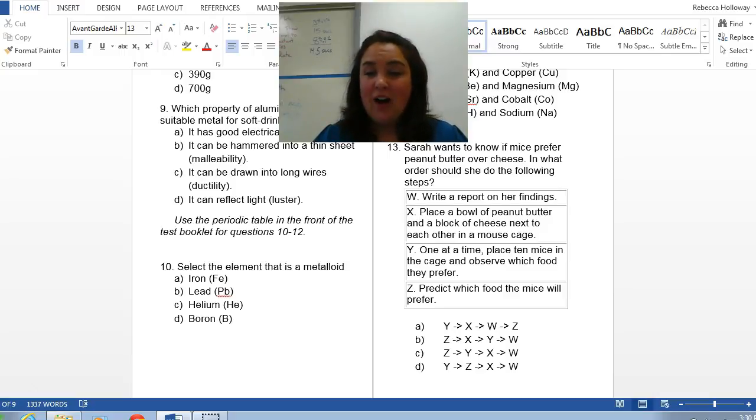A would be Y, then X, then W, then Z. Answer B would go Z, then X, then Y, then W. Answer C says it goes Z, then Y, then X, then W. And answer D says it goes Y, Z, X, then W. Which one is in the order that Sarah would follow?